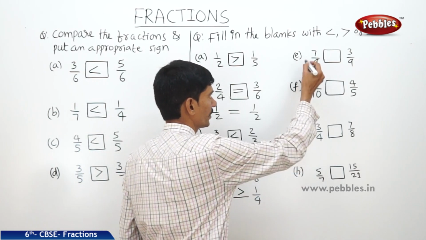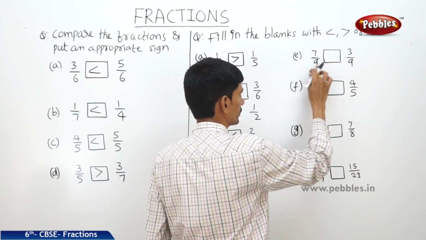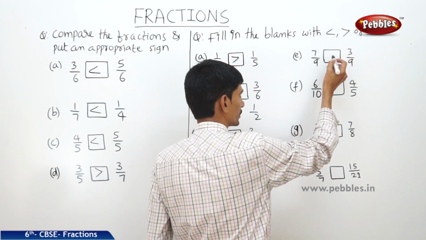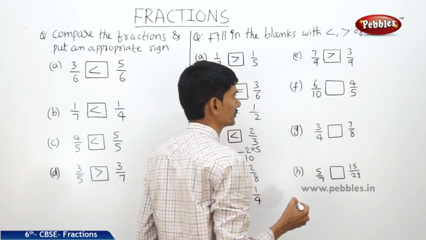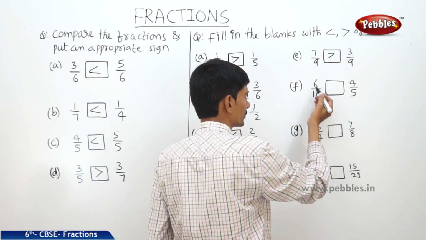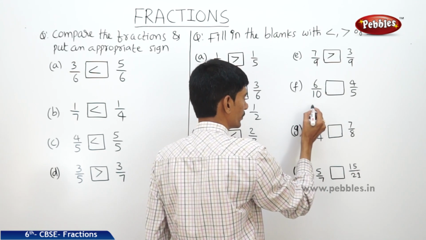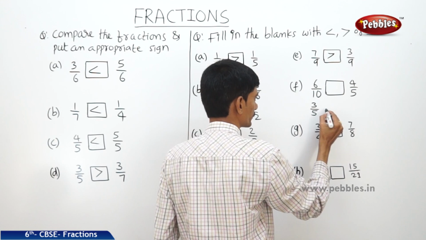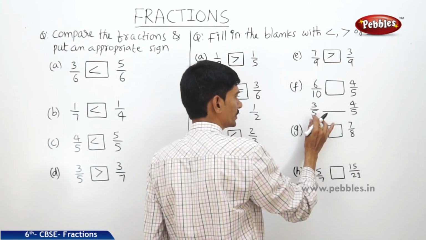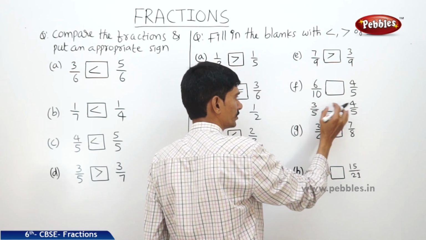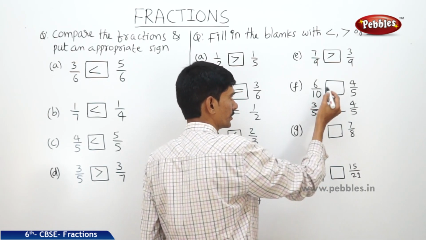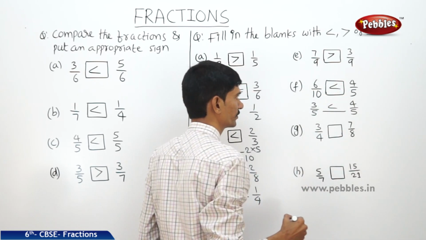Next 7 by 9 dash 3 by 9. Here the denominators are already equal. So when you compare the numerators, 7 is greater than 3. So 7 by 9 is greater than 3 by 9. Next 6 by 10 dash 4 by 5. If you write 6 by 10 in the simplest form, we get 3 by 5 dash 4 by 5. When the denominators are equal, you can compare the numerators. 3 is less than 4, so 3 by 5 is less than 4 by 5. So even 6 by 10 is less than 4 by 5.